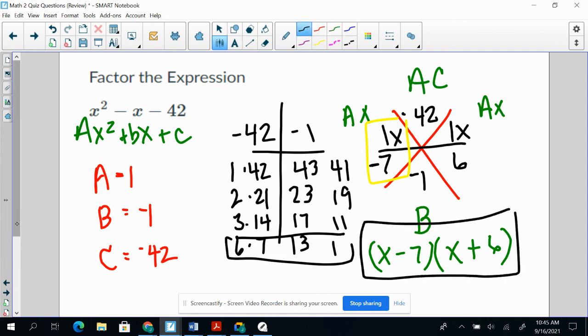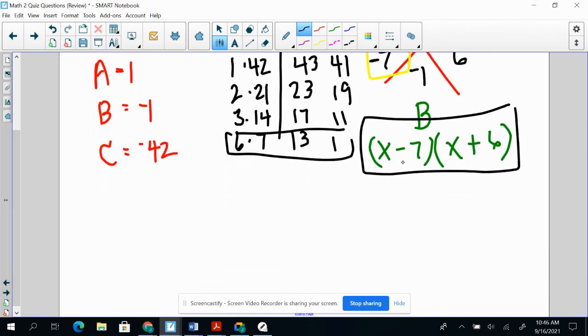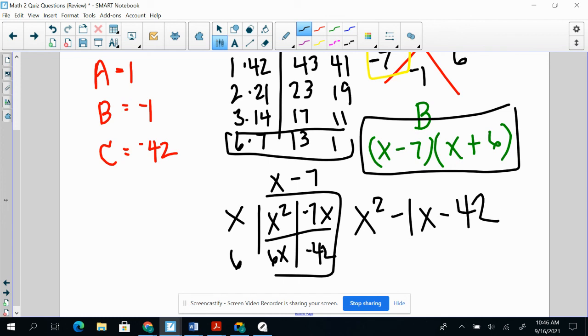Now, you can always check this, especially if it's a multiple choice question. You can check this by foiling it or by a box method and coming out and seeing if it's where you started. Combine your like terms. And that is where we started, except there wasn't a 1 in our first one.